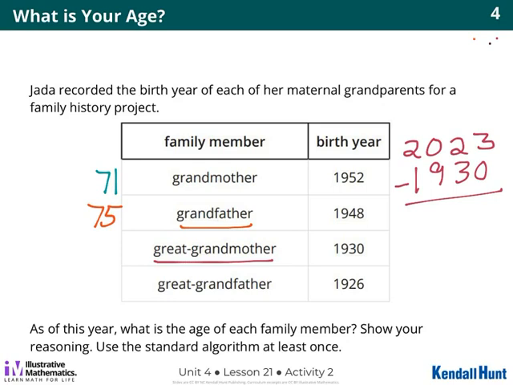All right, I know what I got. Let's hear what you guys got. Maya, what'd you get? 93. Raise your hand if you got 93. Pat yourself on the back.